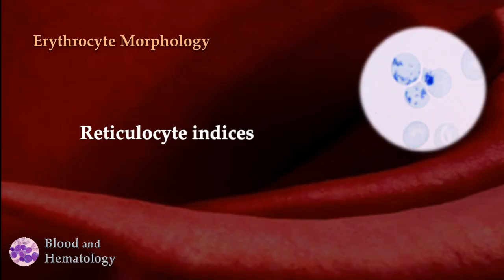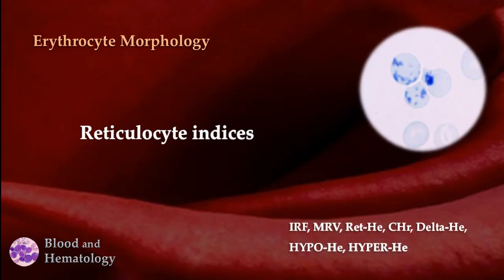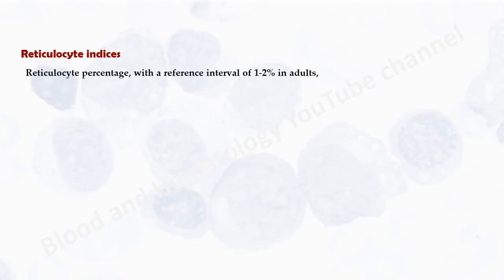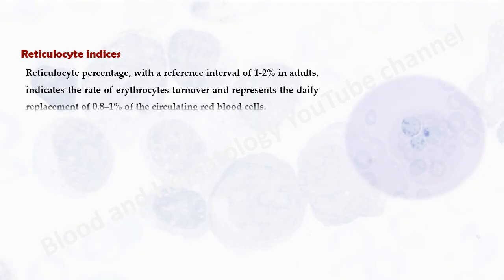This video is about reticulocyte indices. Reticulocyte percentage, with a reference interval of 1 to 2% in adults, indicates the rate of erythrocytes turnover and represents the daily replacement of 0.8 to 1% of the circulating red blood cells.